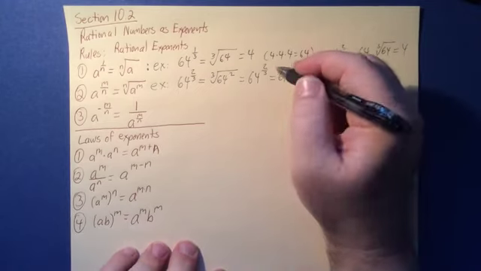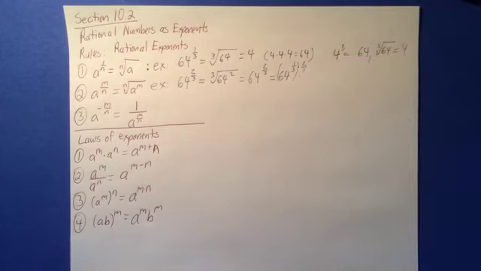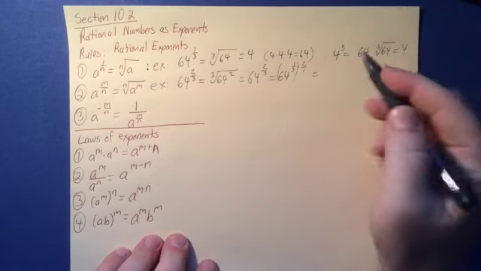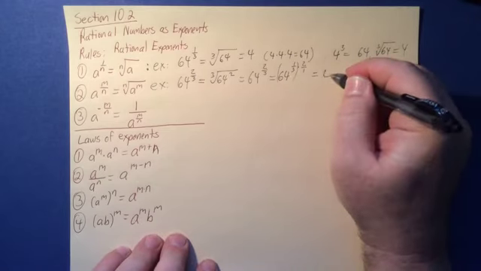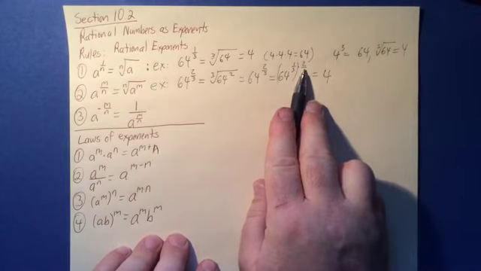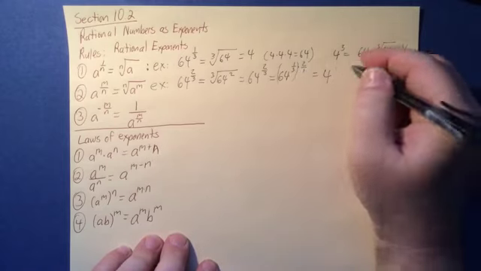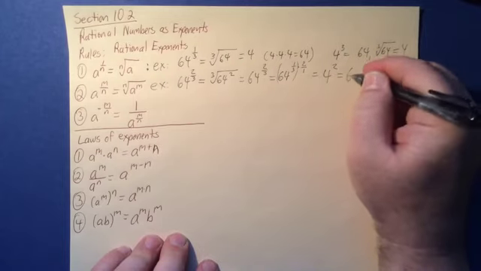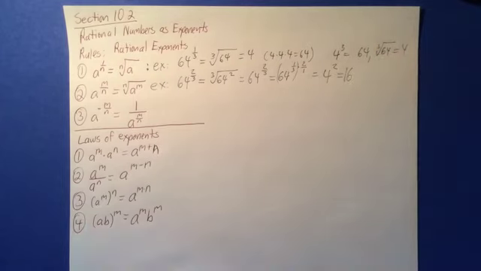And I'm going to find 64 to the 1/3 first. When I do that, 64 to the 1/3, as we mentioned above, is equal to 4. Now, I still have this 2 over 1. But really, 2 over 1 is just 2, so I can write that as 4 squared. And that's going to give me 16 for my final answer to that problem.